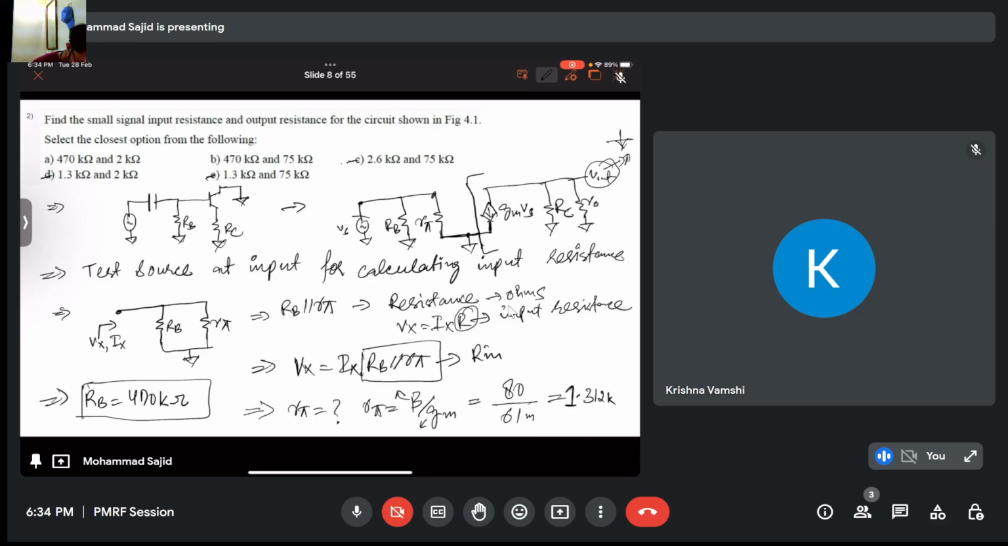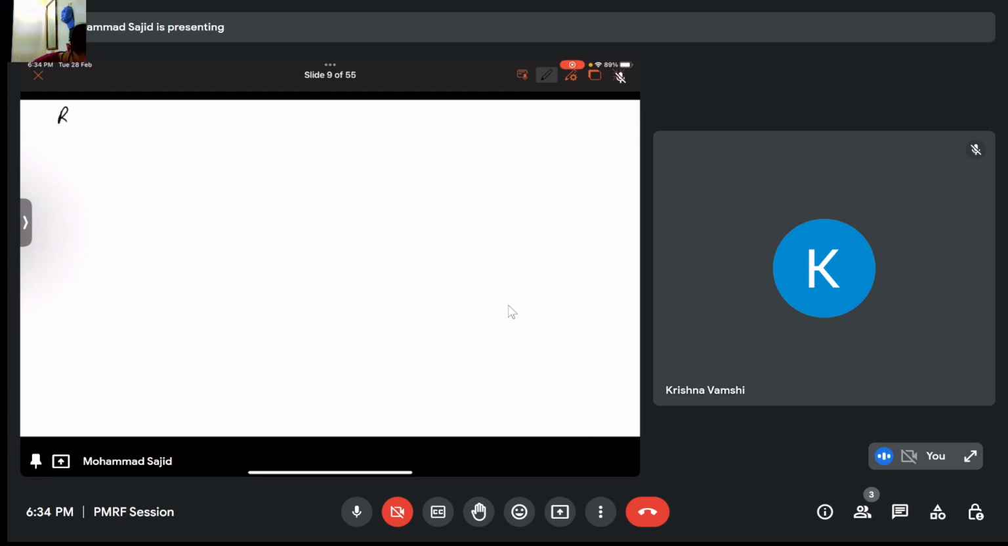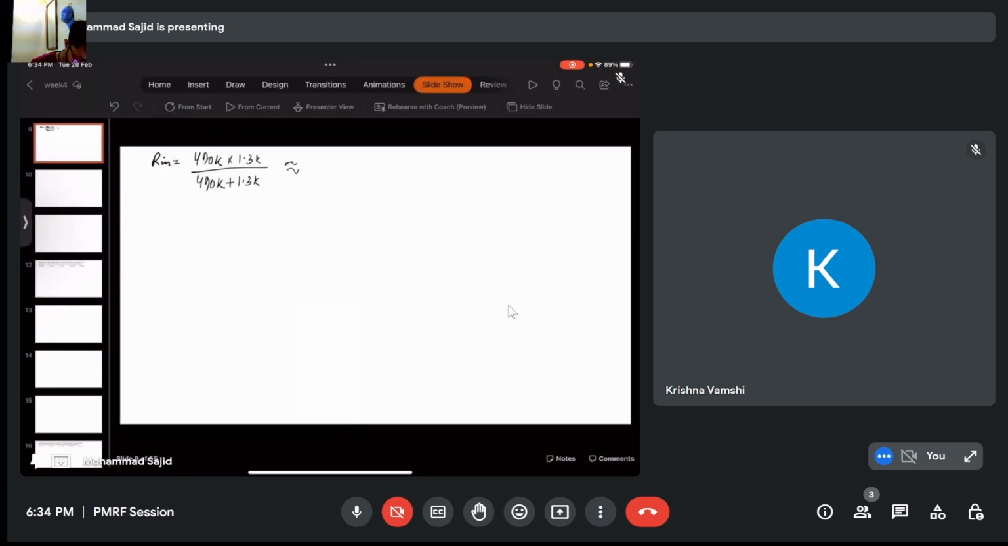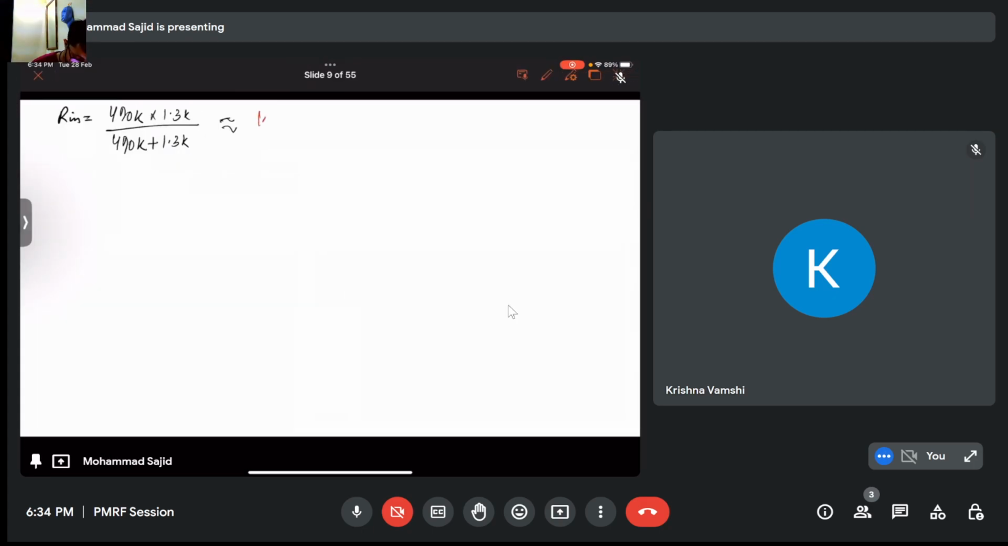Now look here. RB is 470K and R pi is 1.312K. And these are in parallel combination. So my R input will be equivalent to 470K multiplied by 1.3K, let's assume it 1.3K, divided by 470K plus 1.3K. Let's just solve this. It comes out to be around 1.3K.